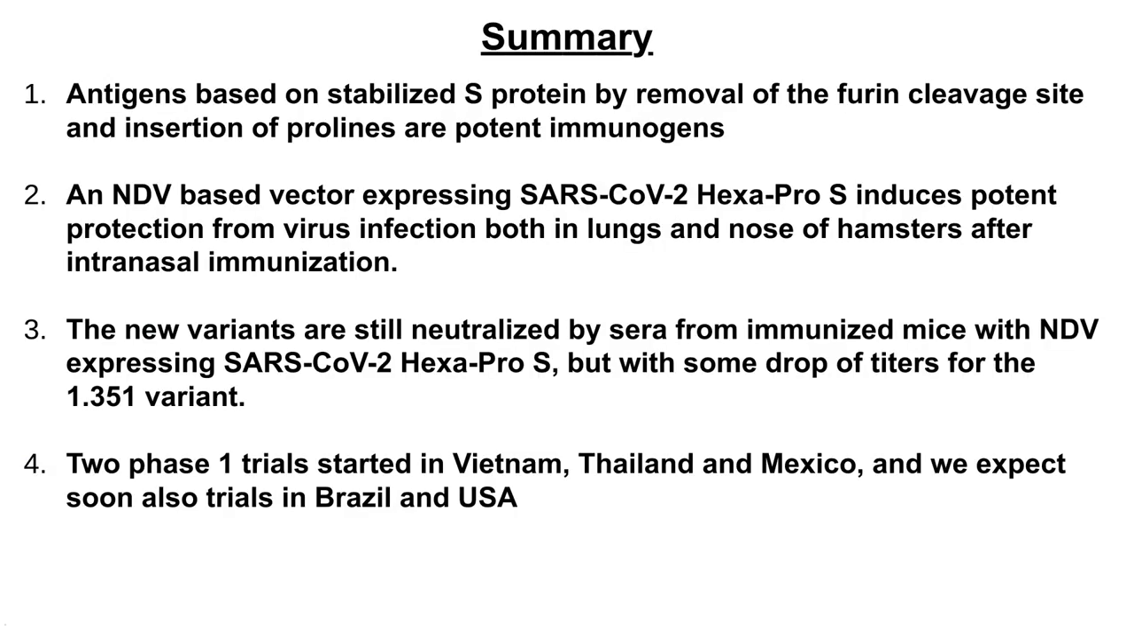So what I've shown you is that antigens that are based on a stabilized spike protein, by removal of the furin cleavage site and insertion of prolines, are potent immunogens, and these are the preferred antigens to be used in vaccine platforms against SARS-CoV-2. That Newcastle disease virus-based vector that expresses the SARS-CoV-2 spike, stabilized by removing the cleavage site and putting in 6 prolines, induces potent protection from virus infection both in lungs and nose of hamsters after intranasal immunization. And the new variants are still neutralized by sera from immunized mice, but with some drop of titers for the B.1.351 variant, but still protection.